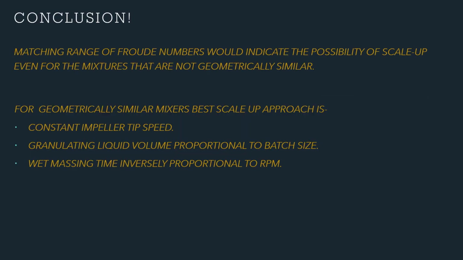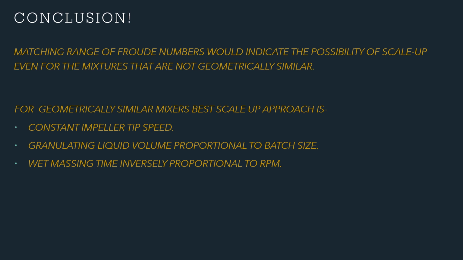So finally, the conclusion. Based on our discussion, for equipment which is not geometrically similar, we can go with the Froude number rule. If the equipment is geometrically similar, meaning same H by D ratio and same impeller design, the best rule is the constant impeller tip speed rule, and we can calculate our impeller RPM and our chopper RPM based on it. For the chopper also the same rule will be implemented.